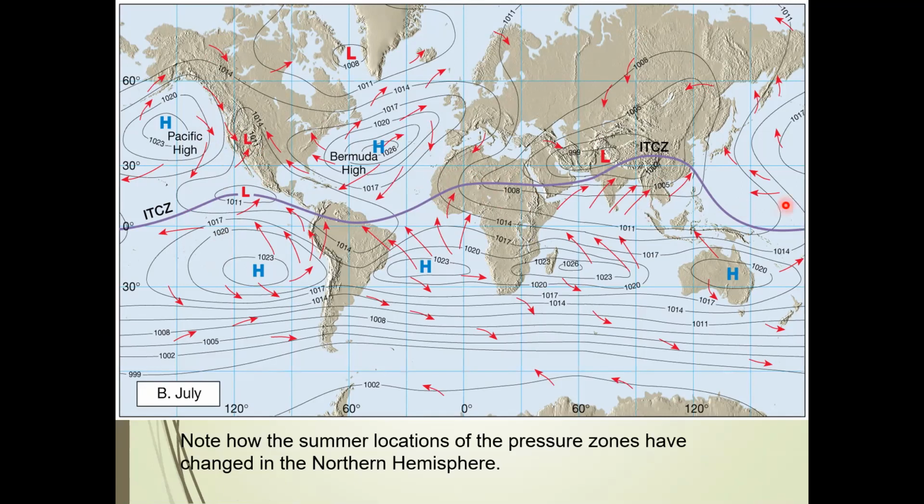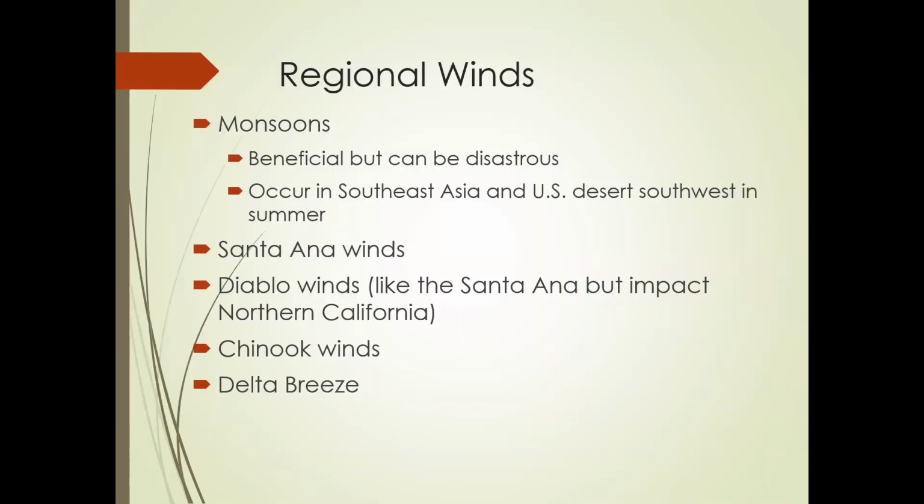So I hope that you're beginning to understand the relationship between the major wind belts, and the circulations and the role that they play in the climate that an area is going to experience. All right, well, let's talk about the regional wind systems then. There are a few here that I'll go over.